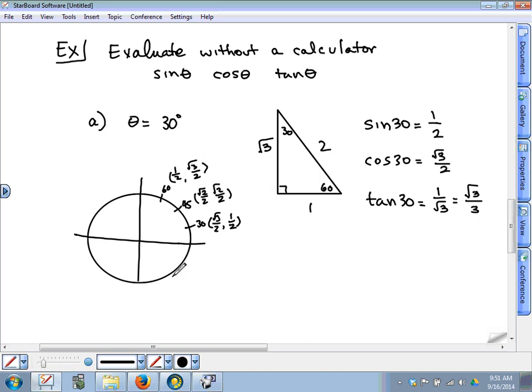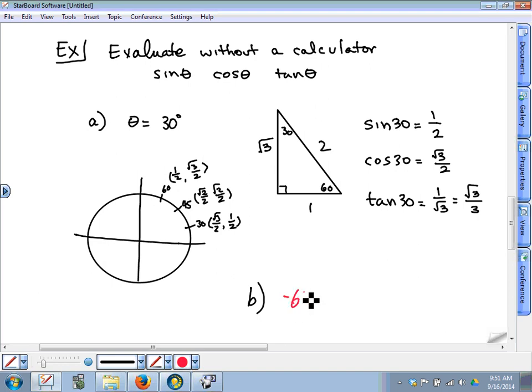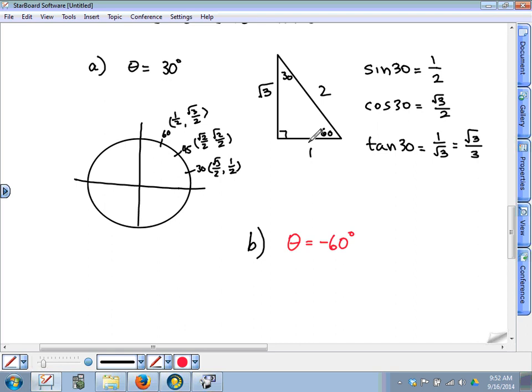You guys, I actually would recommend that you become more familiar with the unit circle. Here's why. If I had asked you now for part B, negative 60, theta equals negative 60 degrees, using the unit circle is going to be better for you if we're doing negative angles or angles that are larger than 90 degrees. We could still use the unit circle, you just have to be a lot more clever about your answers.